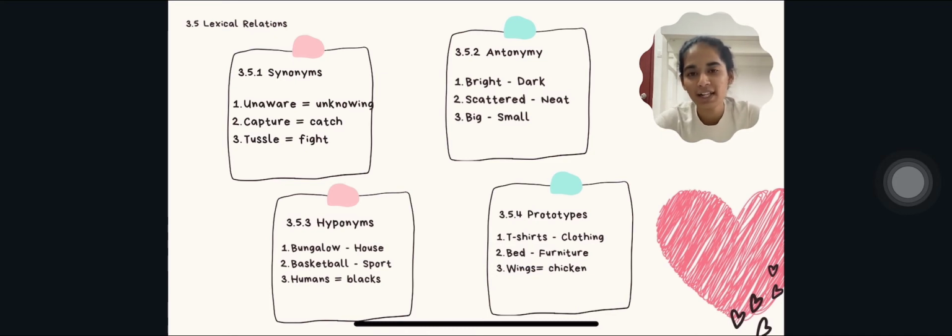So moving on to the next subtopic, which is antonym. We know that antonym means the opposite meaning of a word. So the first one, obviously, the antonym of bright is dark. The second one, the antonym of scatter is neat, which means scatter is a mess. The third one is the antonym of big is small, so big and small.